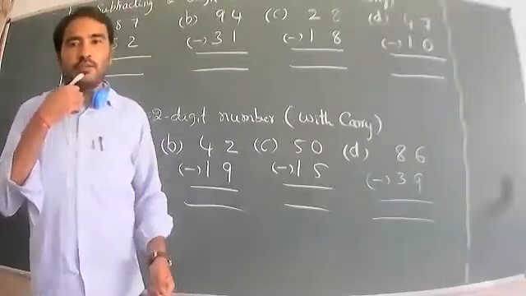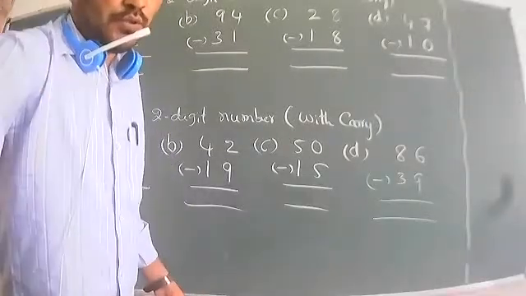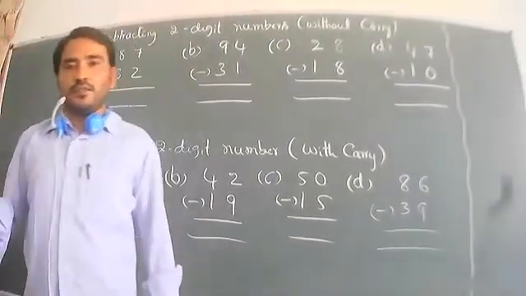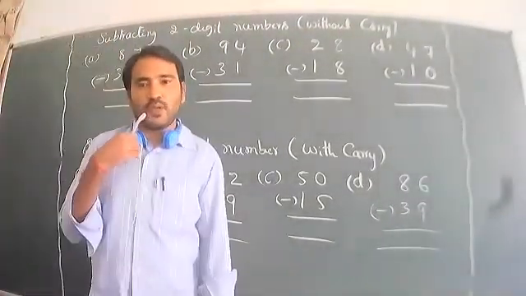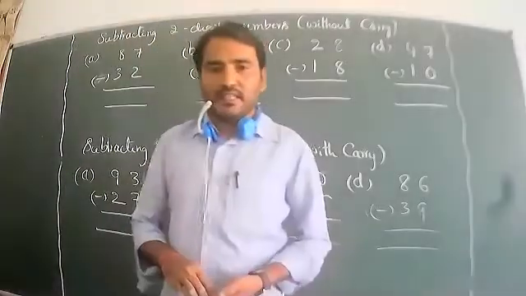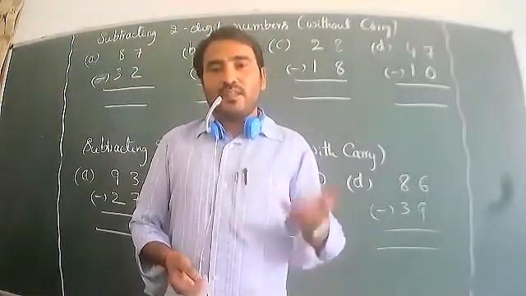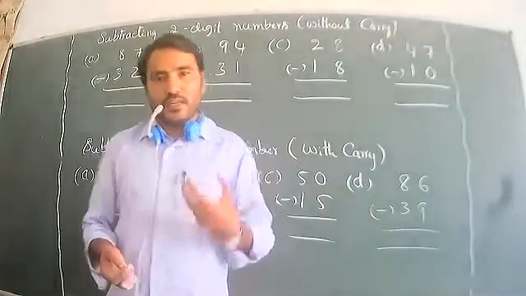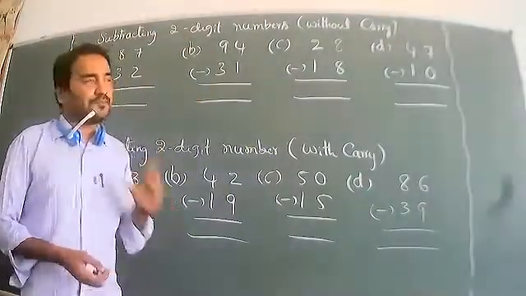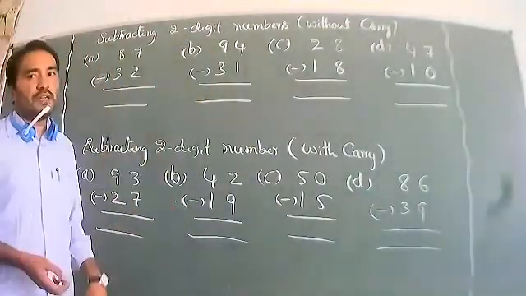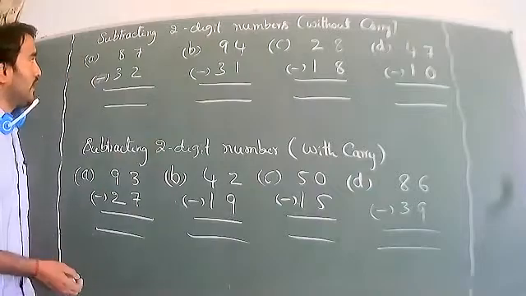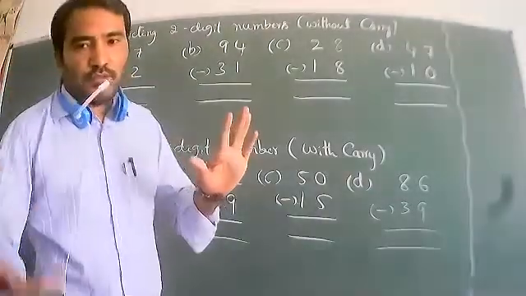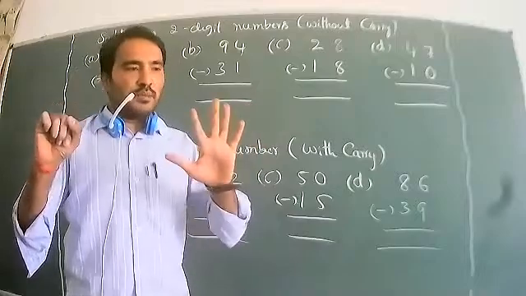Now students, subtracting 2-digit numbers with carry and without carry. In the previous first standard you have already learned, it is very easy. Without carry and with carry are different. First we can subtract without carry. Now 7 less 2. 7 less 2, so 1, 2, remaining 5.